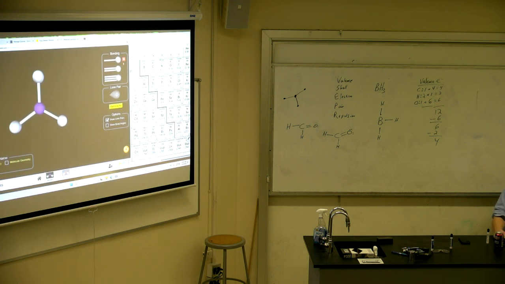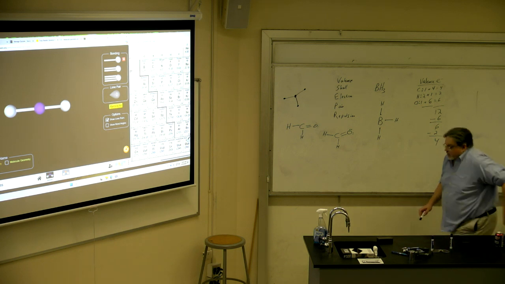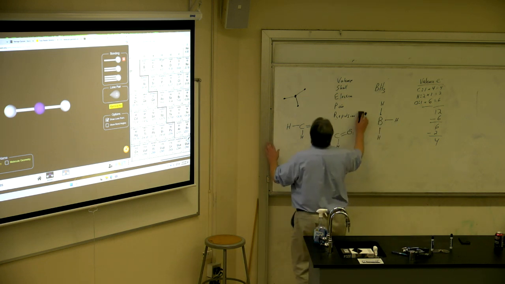If I took one of these off, I had some molecule that looked like that, that's what they would do. If there's only two things around that central point, they're gonna go straight across. That's how they get as far away from each other as possible. So you can think like this.